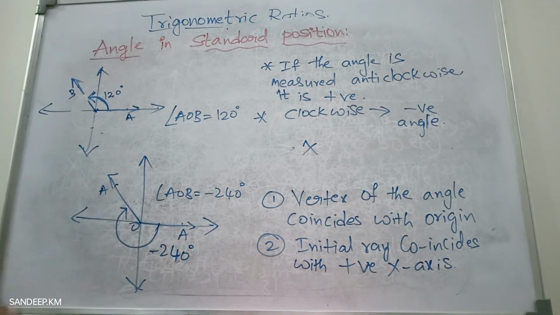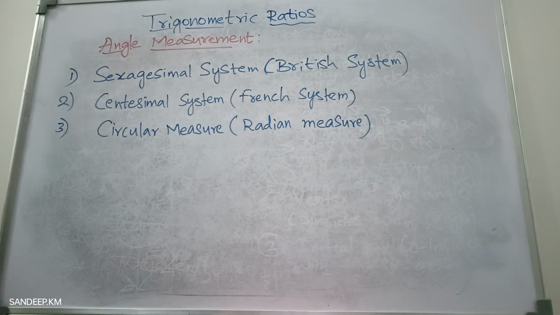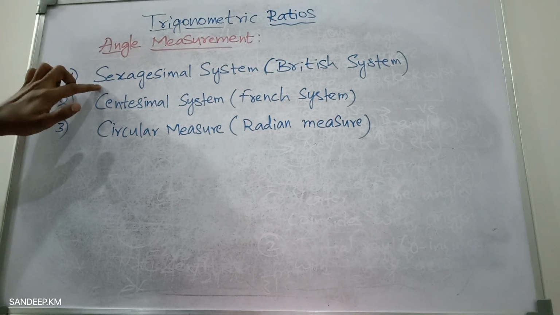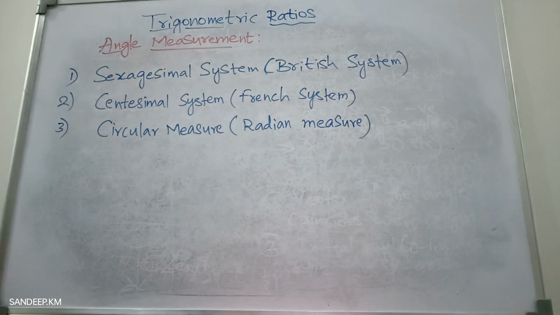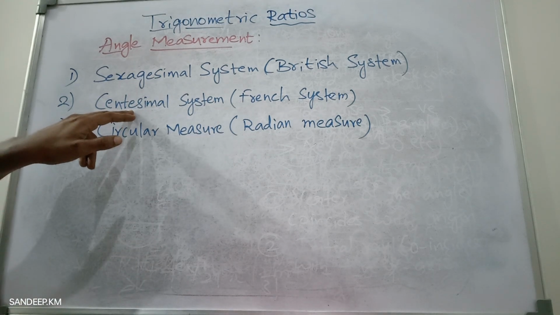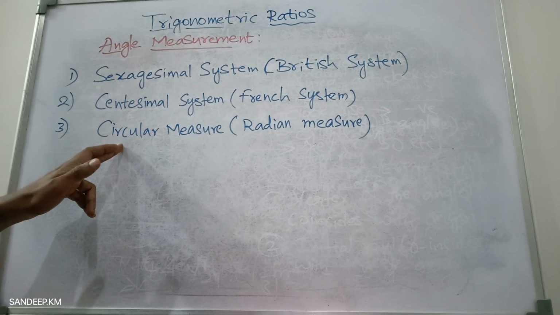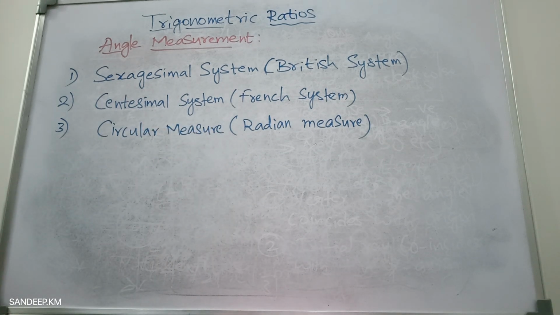Now let us discuss them. An angle can be measured in different units in different systems. Among them, here are the popular ones. The first one is the sexagesimal system, also called the British system. The second is the centesimal system, also called the French system. And the third one is circular measure, also called radian measure. Let us discuss each system and the type of unit used in them separately.